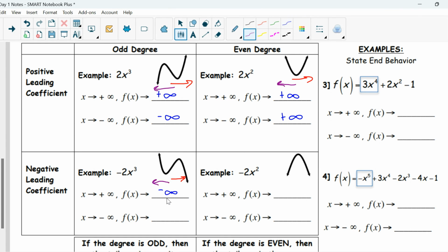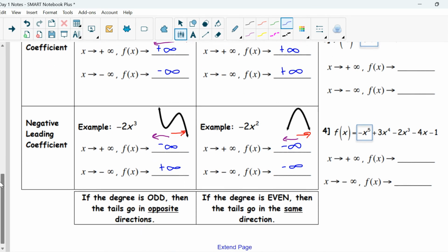As we are approaching negative infinity, our graph is heading upwards, so in the positive infinity direction. All right, now to even degree negative leading coefficient. As we approach the positive x value, our graph is heading downwards, so in the negative infinity direction. And as we are approaching negative infinity, our graph is still heading downwards, so in the negative infinity direction.